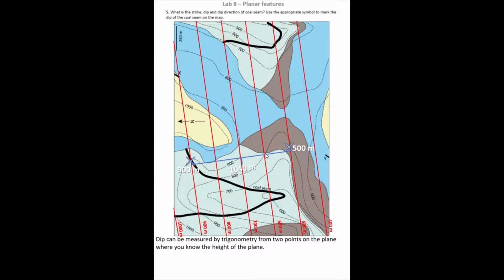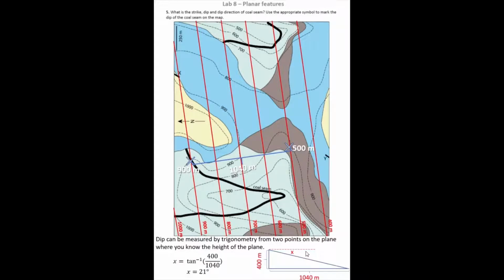So once we've done our measurements, we can use our trigonometry to calculate the amount of dip. So our 400 meter vertical change is occurring over 1040 meters horizontal distance. So the amount of dip of our coal seam is the inverse tangent of opposite over adjacent. In other words, the inverse tangent of 400 over 1040 tells us that the coal seam and that package of rocks which it is in is dipping at 21 degrees.